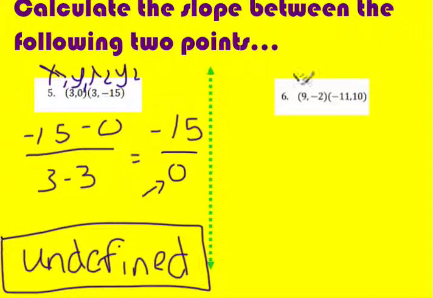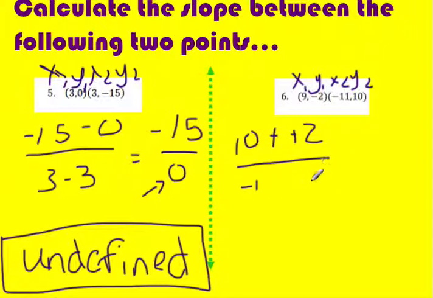Now let's take a look at number 6. So I have x1, y1, x2, y2. So then let's go ahead and let's subtract. So I have y2 minus y1. Remember, whenever you subtract a negative, it becomes plus a positive. And x2 minus x1. So 10 plus 2 is 12. Negative 11 minus 9. Now when you're adding two negative numbers, it becomes more negative. So that's going to give us a negative 20. So here I have 12 divided by negative 20.